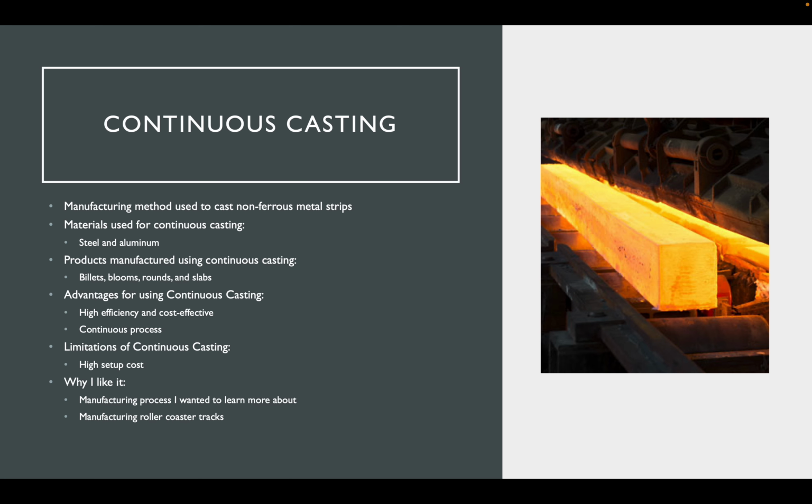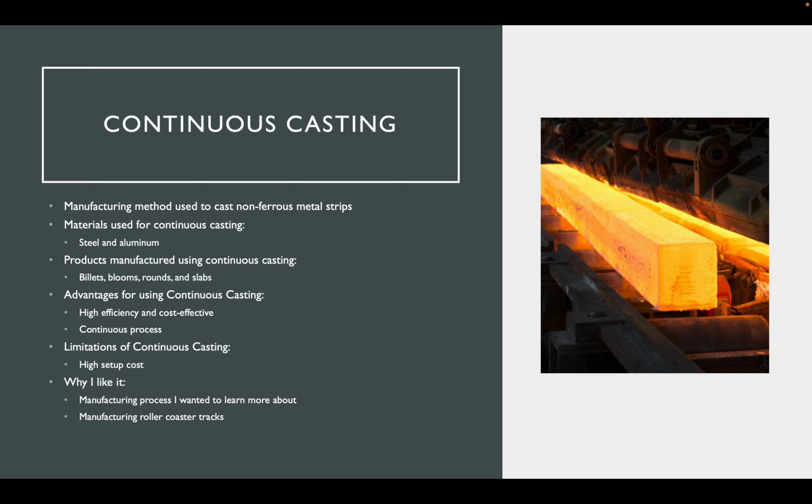So continuous casting is a manufacturing method used to cast non-ferrous, which is any metal without iron or iron alloy, metal strips. So materials that are used for continuous casting include steel and aluminum. The products manufactured using continuous casting include billets, blooms, rounds, and slabs, and these are used for infrastructure in buildings and in other components, but they have a lot of strength.